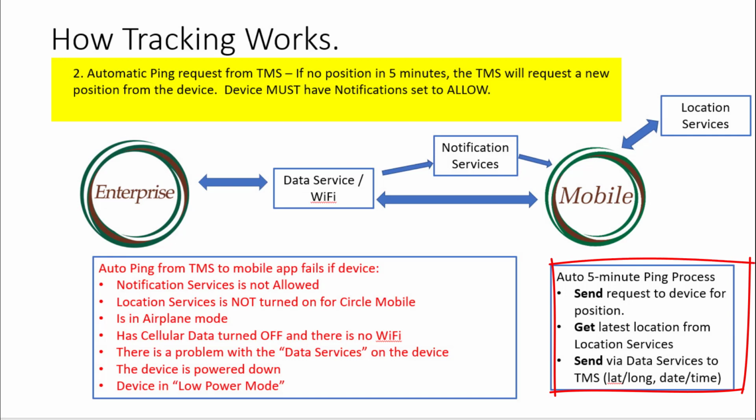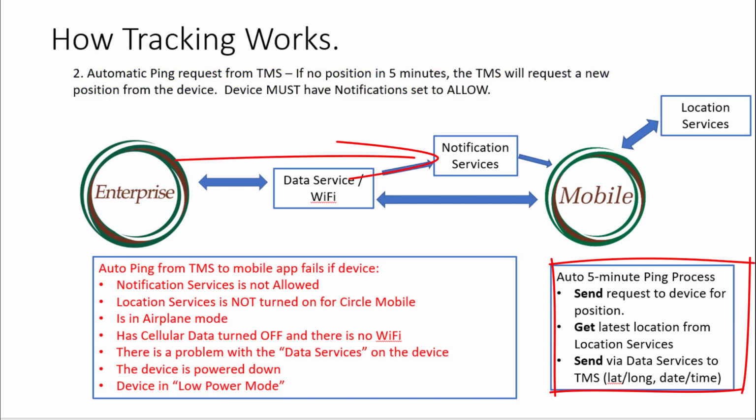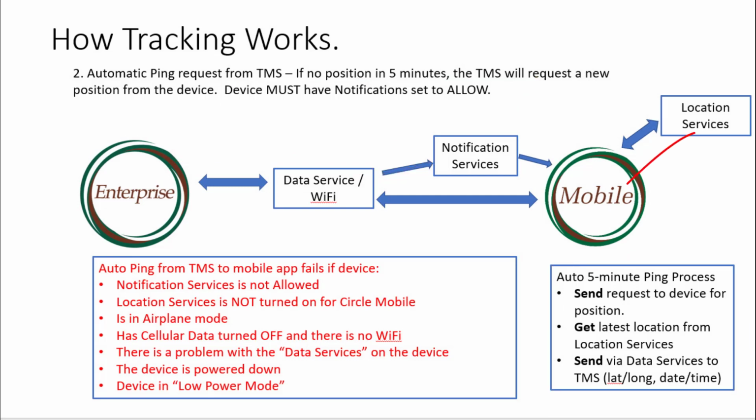If no update has come in, the TMS will send a request to the device using notification services. As long as notification services is properly configured in the Circle Mobile app, Circle Mobile will call location services on the device to get the current position of the device and then send the information via the data services back to the TMS. This will fail if notification services is not allowed for Circle Mobile, plus all the other reasons from the previous slide.